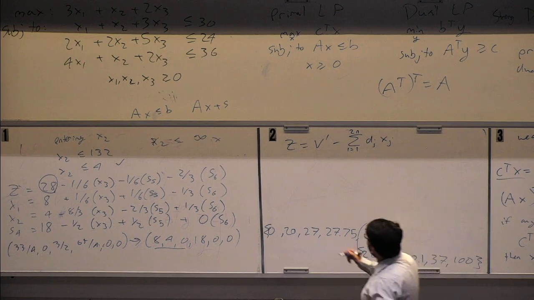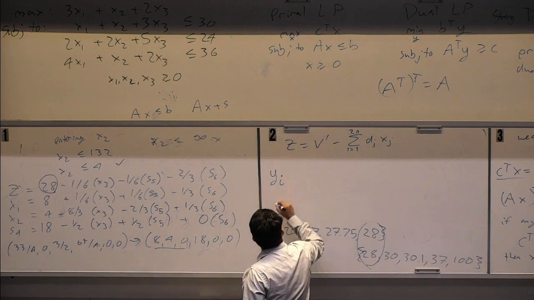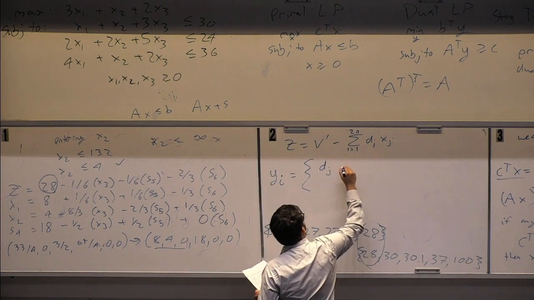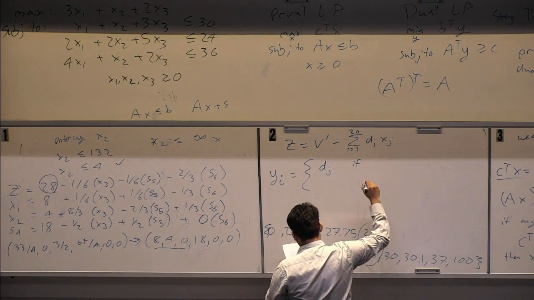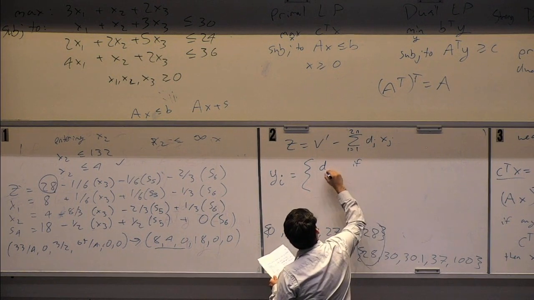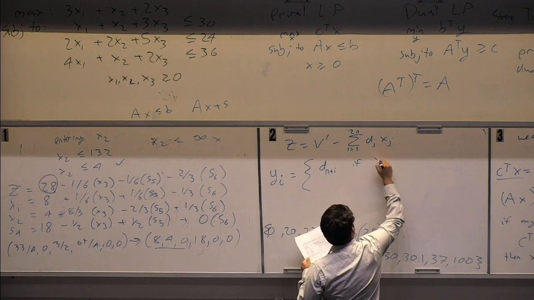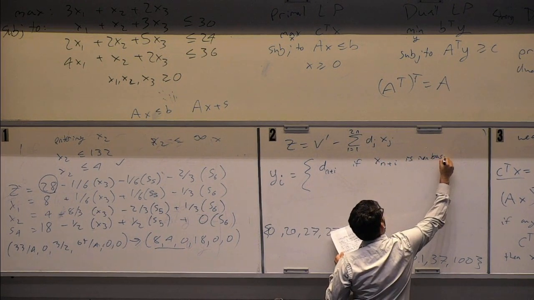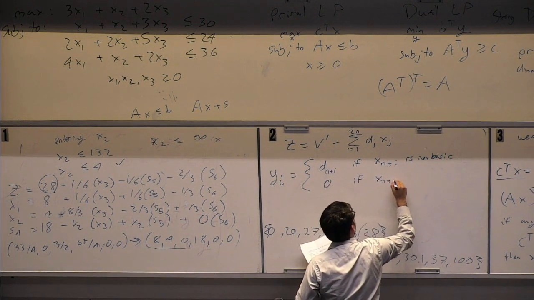Then I claim that we can have y in terms of that, where y_i is going to be equal to d_{n+i} if x_{n+i} is non-basic, and it's going to be 0 if x_{n+i} is basic.